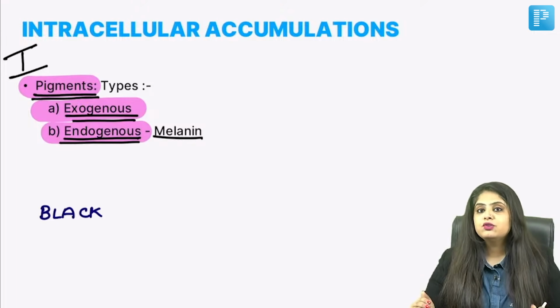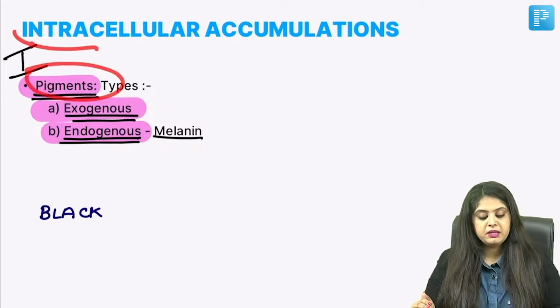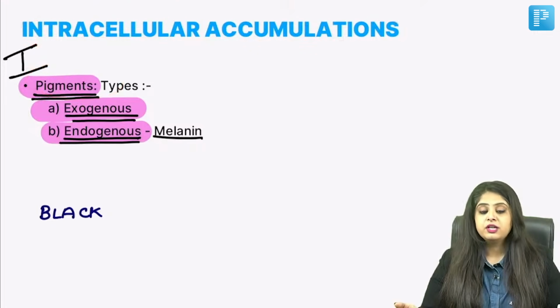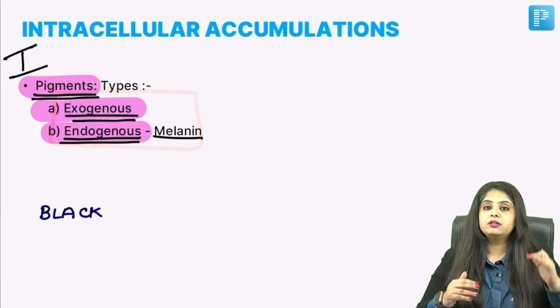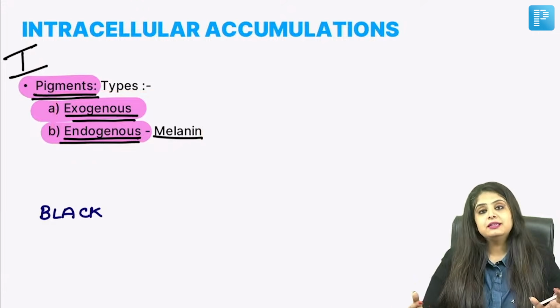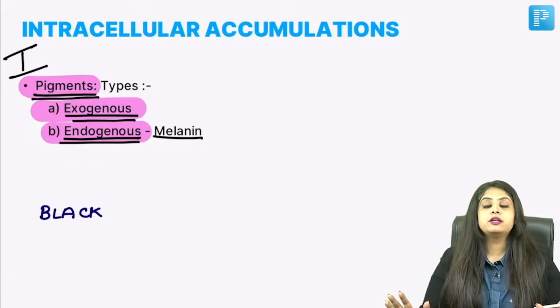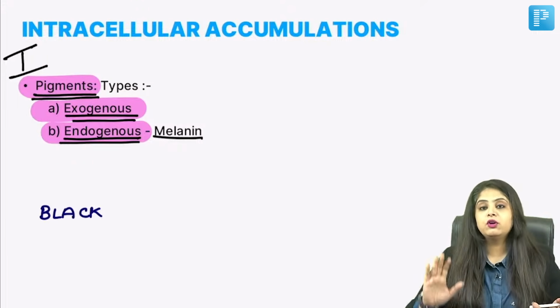If you get a short note on what are the pigments of intracellular accumulations, and you start off by making a summary that, okay, exogenous and endogenous, that is when the examiner will know that you have studied it with a lot of concept and with a lot of clarity.